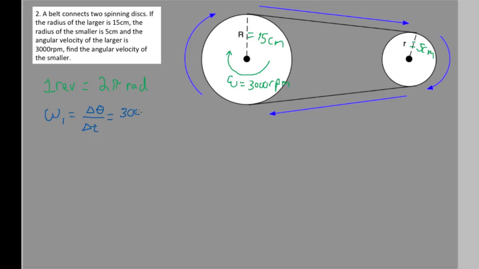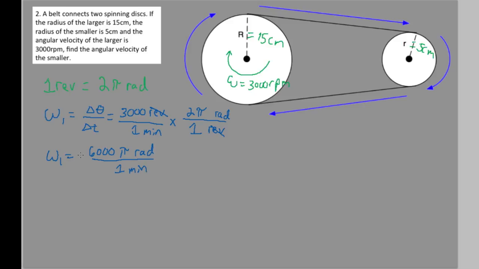I've got 3,000 revolutions for every 1 minute, but revolutions is not an angle. When I multiply it by revolutions in the bottom and radians in the top, the revolutions will cancel, and I'll be left with radians per minute, which is a change in angle over a change in time. Again, the conversion factor is there are 2 pi radians for every 1 revolution. So the angular velocity on the first is 6,000 pi radians for every 1 minute.